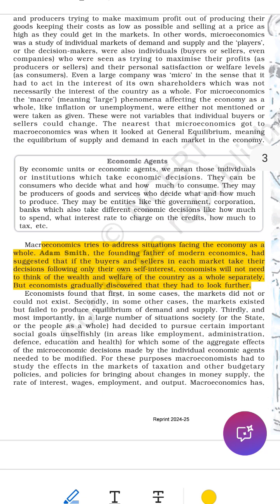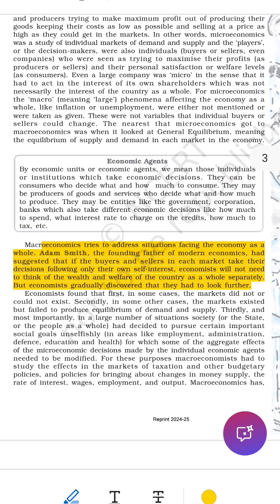Line 3. But economists gradually discovered that they had to look further. Very simple meaning. Later on, other economists found out something else. Just thinking about each person or each shop is not enough. Sometimes the whole economy has big problems that individuals can't fix. Example, even if all candy shops and buyers are doing their best, something bad might still happen, like many people lose jobs, unemployment, prices become too high, inflation, the government runs a deficit, or banks stop lending money. So economists said, we need to look at the big picture. We need to study macroeconomics to fix big problems.